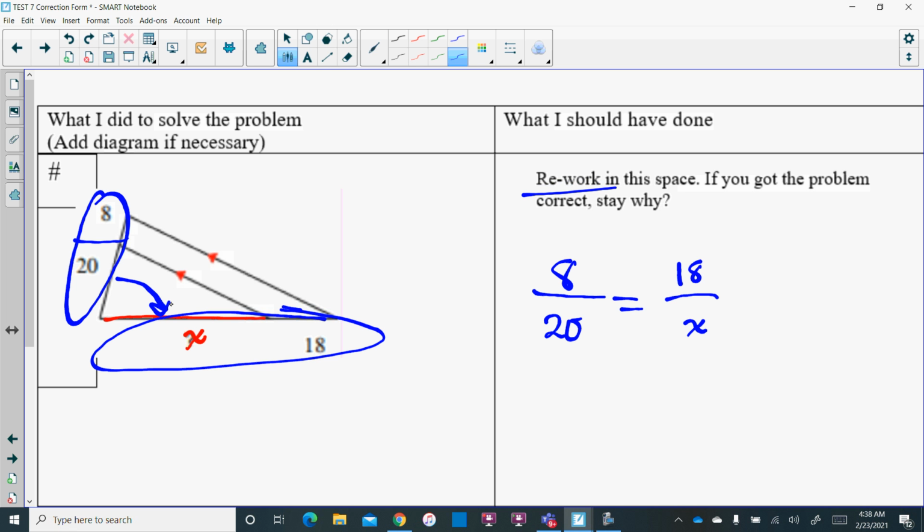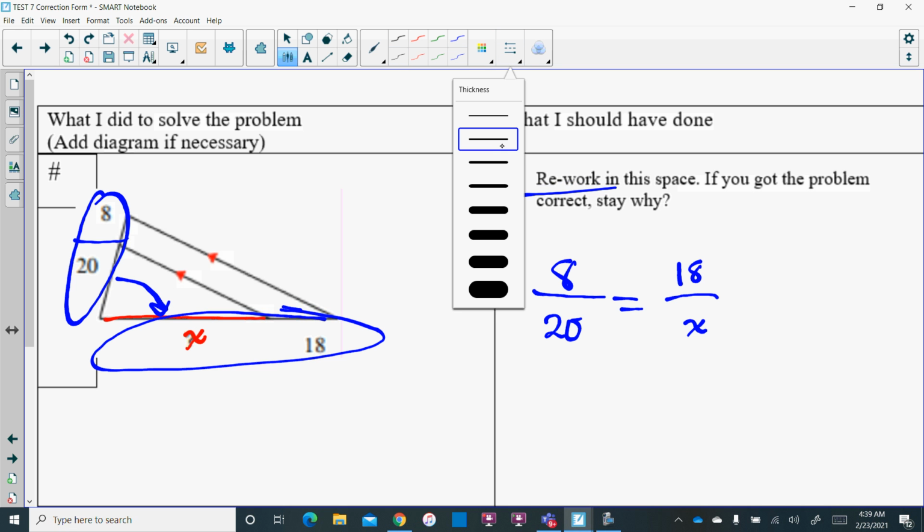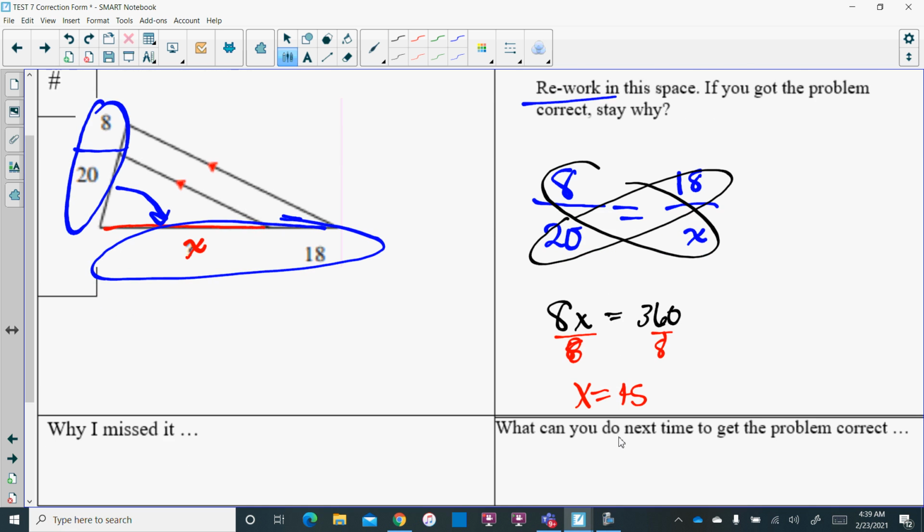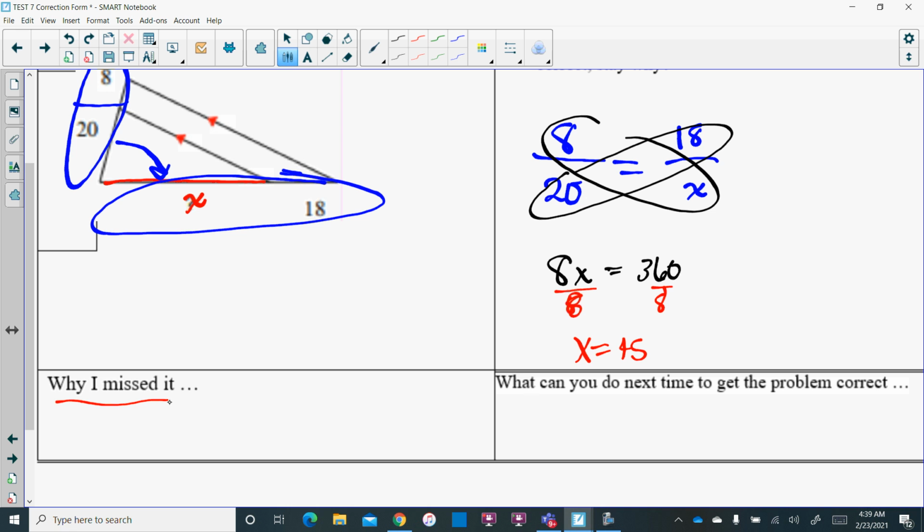And again, we're going to cross multiply here. So this is 8x equals 360. And then we're going to divide by 8. To get our value for x, because they just wanted the missing side here, this x equals 45. Okay, so that takes care of that. And then just tell me what you missed and what you can do next time.